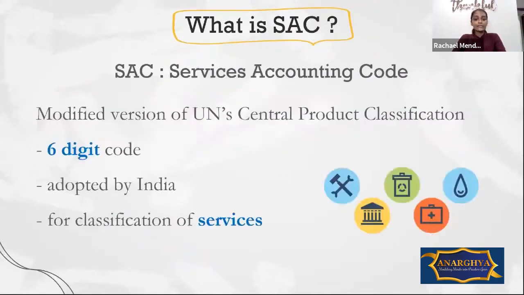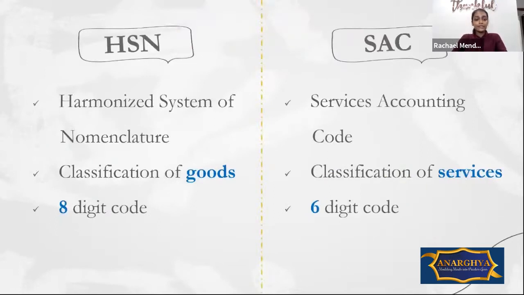On the other hand, SAC stands for Services Accounting Code. It is a 6-digit code that is used for the classification of services. And India has adopted a modified version of the United Nations Central Product Classification for this purpose. So to summarize this, HSN stands for Harmonized System of Nomenclature and SAC for Services Accounting Code. HSN is used for the classification of goods, whereas SAC is used for the classification of services. HSN is an 8-digit code, 6 digits by WCO plus 2 digits specific to India, whereas SAC continues to be a 6-digit code.